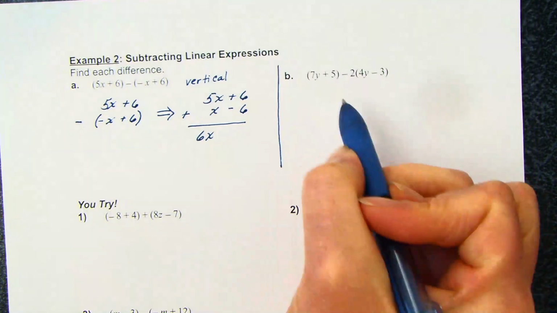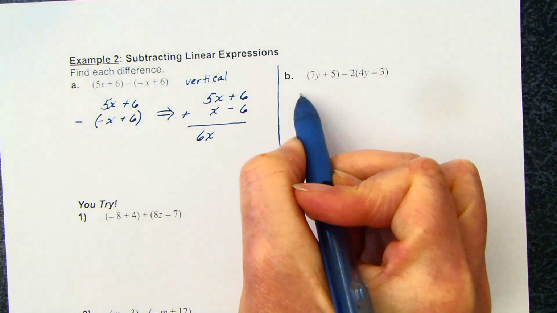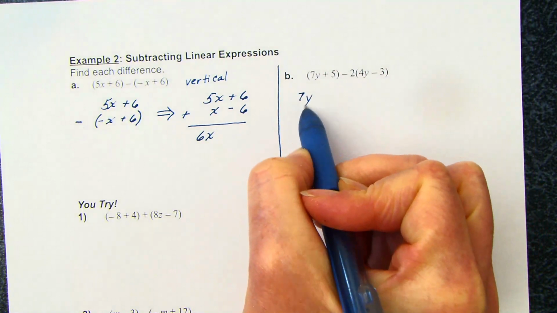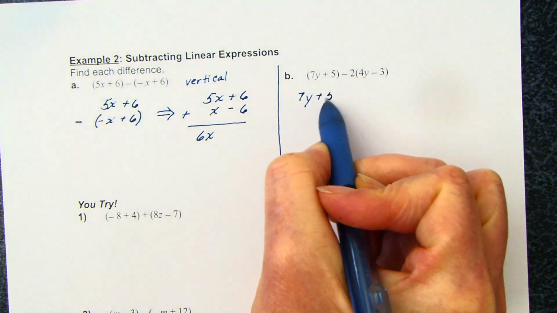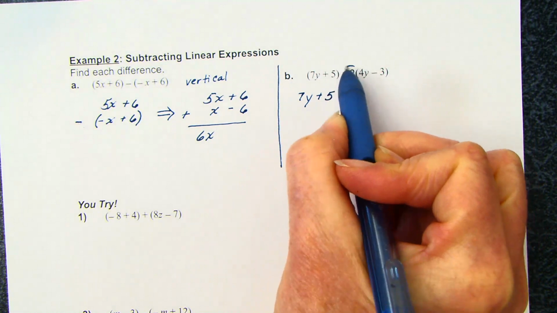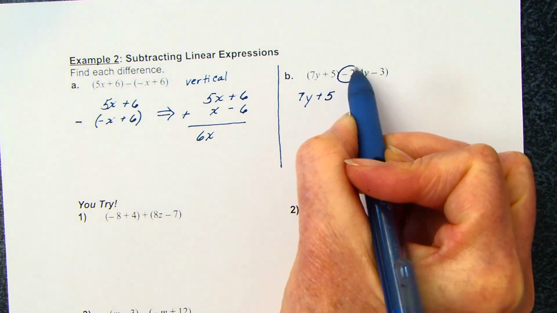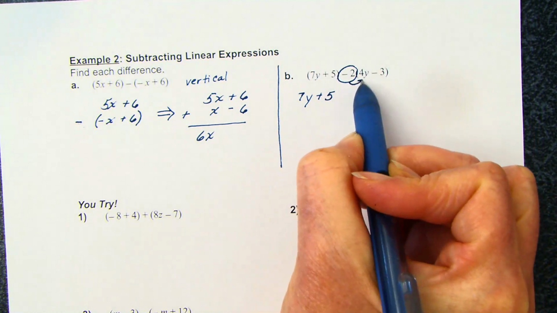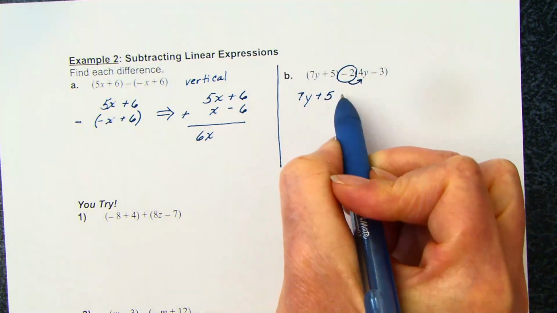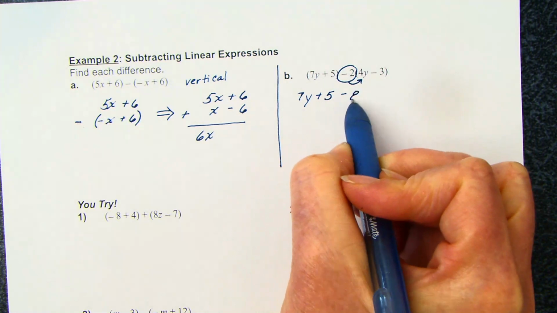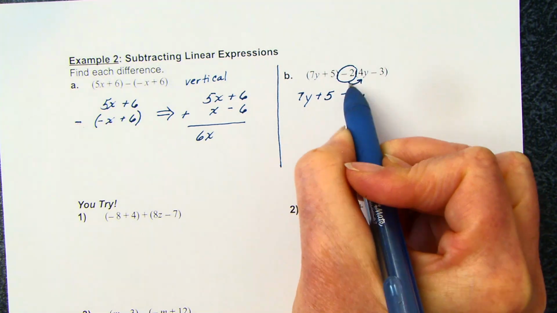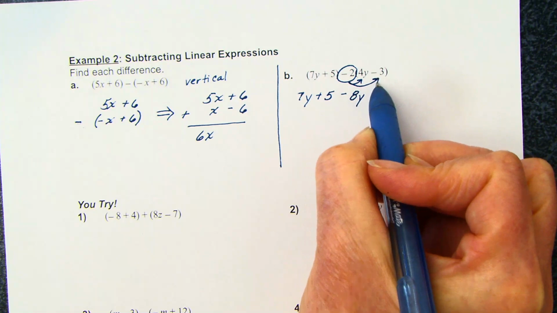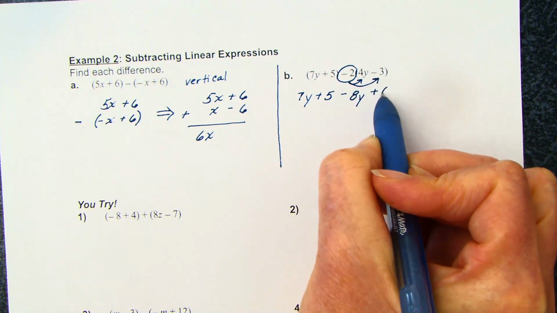All right, and then the horizontal one is similar to what you did before. You've got 7y plus 5. You can bring that down. And here you just have to remember that you are distributing this negative 2. The negative has to be distributed to everything. So I've got negative 2 times 4y is negative 8y. And negative 2 times negative 3 is positive 6.